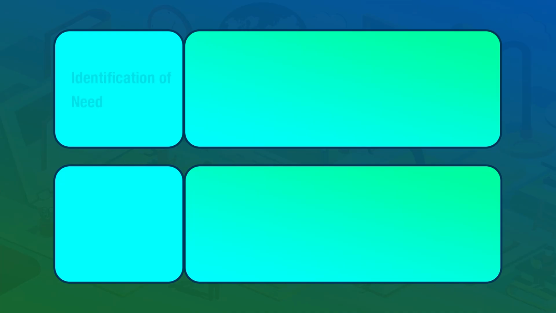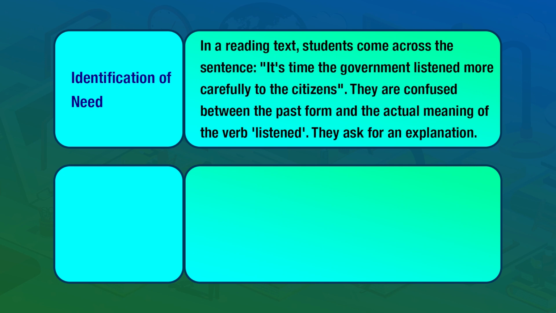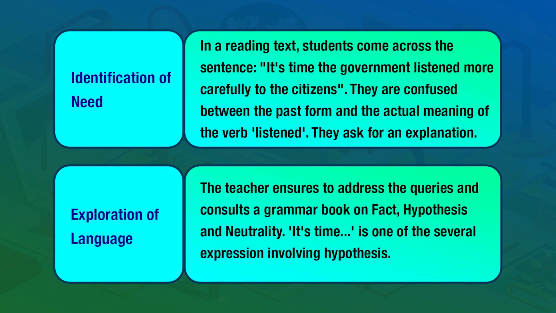An example can be taken here to explain each step, how it interacts with the other steps. For example, identification of a need. In a reading text, students come across a sentence: "It's time the government listened more carefully to the citizens." They are confused between the past form and the actual meaning of the verb listened. They ask for an explanation. Comes the second stage, exploration of the language. Now, the teacher ensures to address the queries and consults the grammar book on the fact, hypothesis, and neutrality. "It's time" is one of the several expressions involving hypothesis.